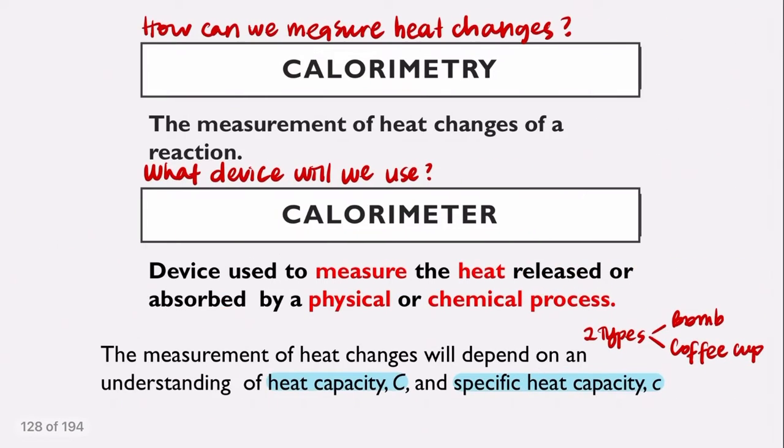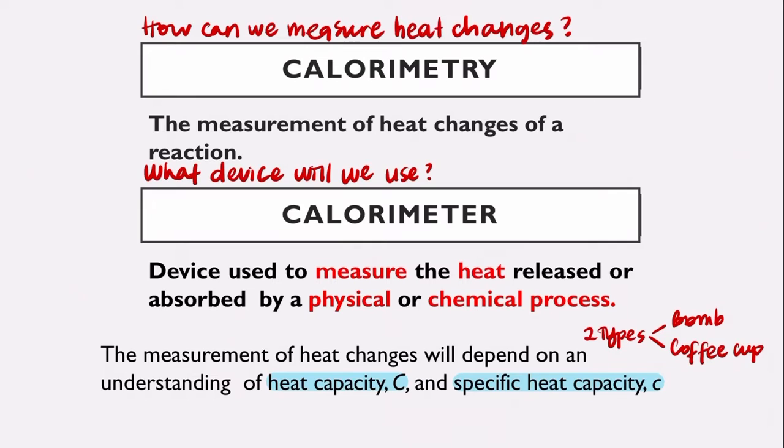So how can we measure heat changes? Basically, we're going to use calorimetry. It is the measurement of heat changes of a reaction, and the device that we will use is called a calorimeter. So it will measure the heat released or heat absorbed by a physical or chemical process. There are two types of calorimeter that we will learn, which are bomb and coffee cup calorimeter. The calorimeter that we will use in our labs will be the simple calorimeter.